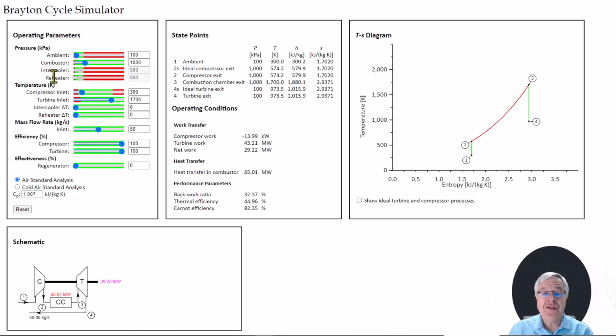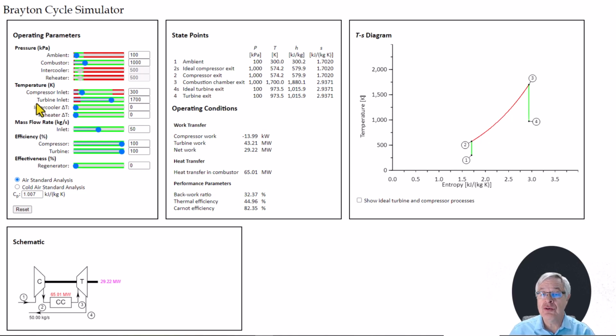There are 4 different temperatures that we can set. There's the compressor inlet temperature. That's the temperature of the air when it enters the gas turbine. There's the turbine inlet temperature. That's the temperature at state point 3. Notice that's how we control the amount of heat being added in the combustion chamber in the simulator.